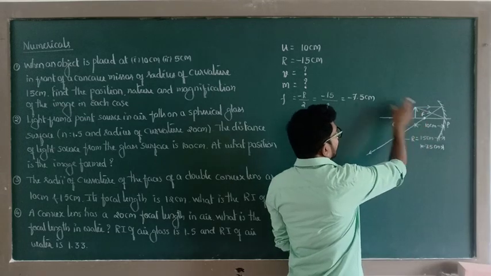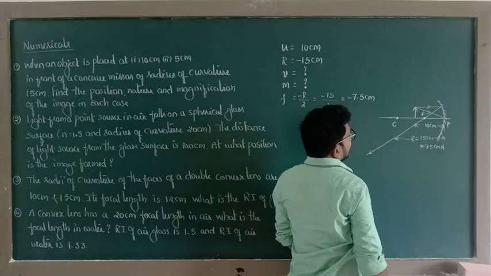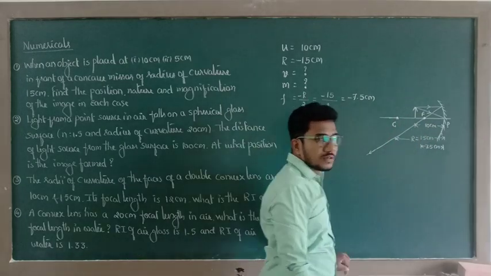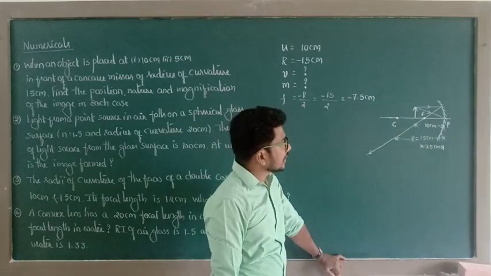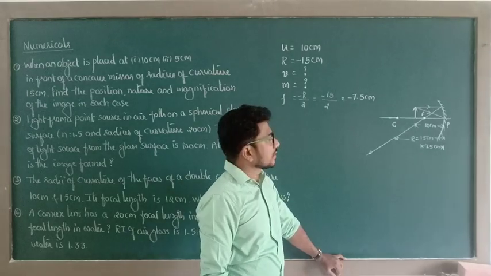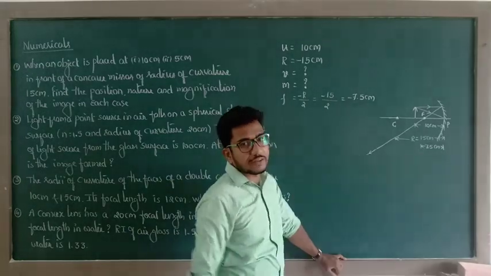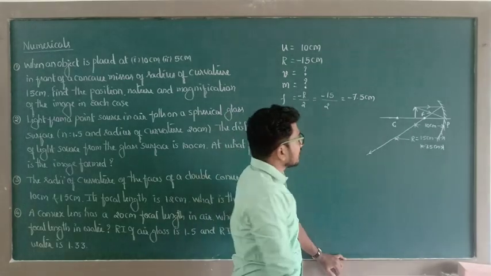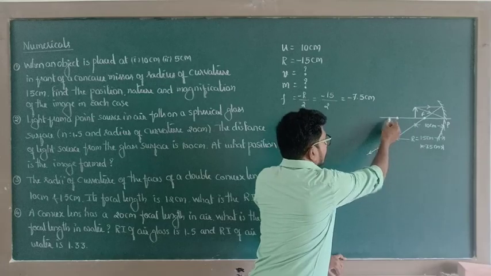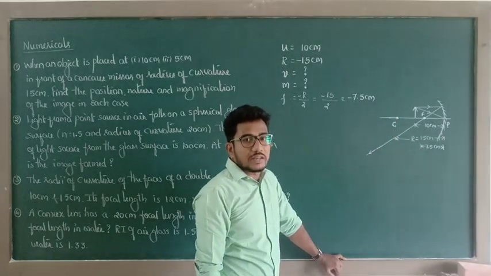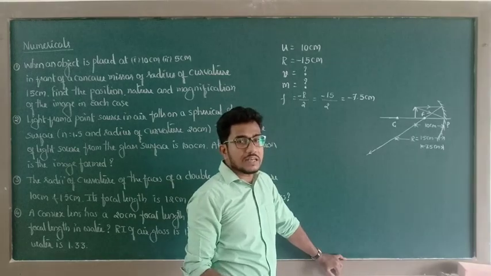Clearly, from the given data, the object lies in between the center of curvature and the principal focus. We know that when the object lies between the center of curvature and the principal focus, then its image lies beyond the center of curvature. So beyond the center of curvature means somewhere here, and the nature of that image is real and inverted.